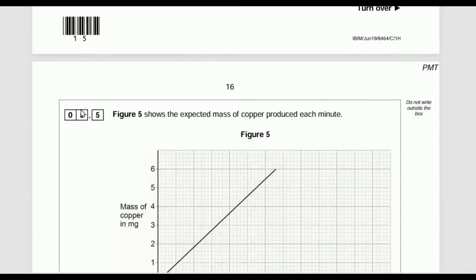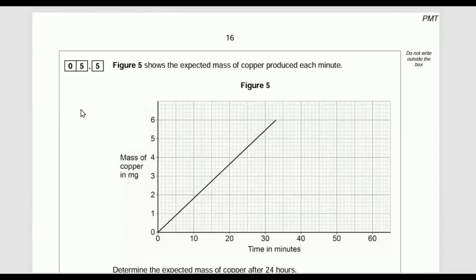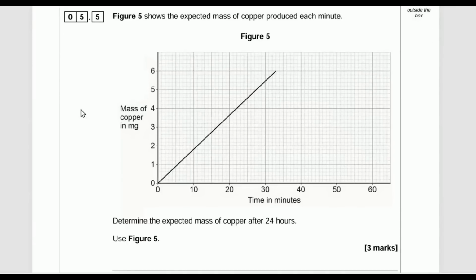Okay, 5.5, we've got a graph. Figure 5 shows the expected mass of copper produced every minute. Determine the expected mass of copper after 24 hours. So you might say, but this doesn't go up to 24 hours, but it's a straight line. So it's telling us that we should be able to make a prediction. So let's work out how much copper was made after 30 minutes and then times that up to an hour and then by 24 to 24 hours.